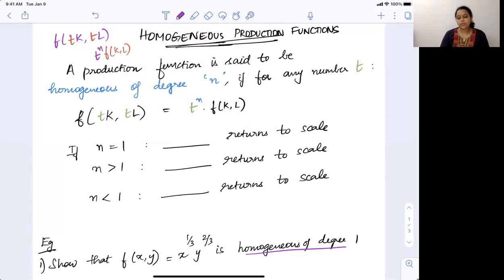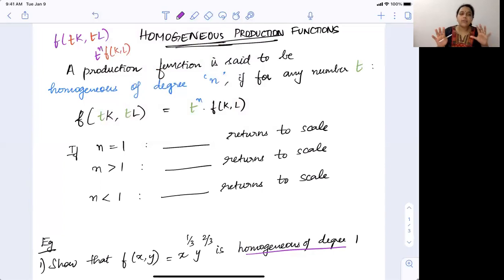Which means that if I'm doubling my inputs, maybe the output is also doubling, maybe the output is not increasing by 2 times but by less than that, or maybe the output is more than doubling. Let me repeat that. If I'm doubling my inputs and I'm looking at what happens to the output, is the output also doubling? Is the output more than doubling, or is the output less than doubling?